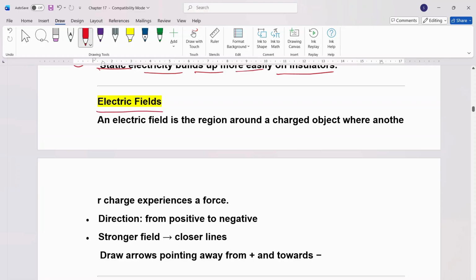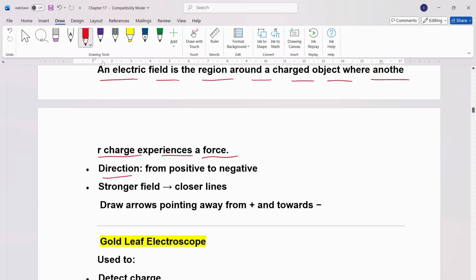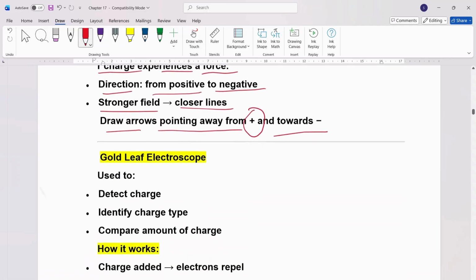Let's talk about electric fields. An electric field is the region around a charged object where another charge experiences a force. Direction: from positive to negative, with stronger fields where the lines are closer. Drawing arrows shows pointing away, which is positive, and pointing towards, which is negative.